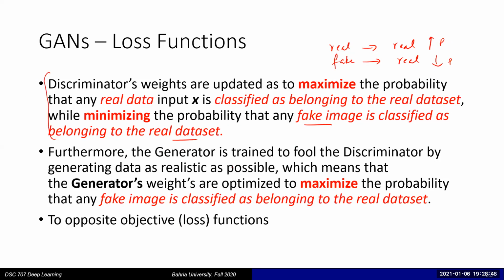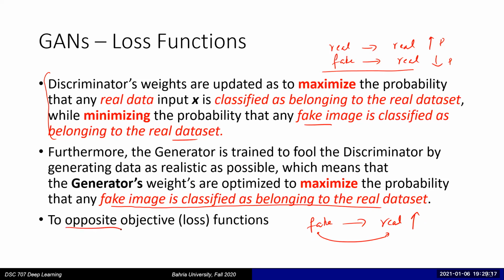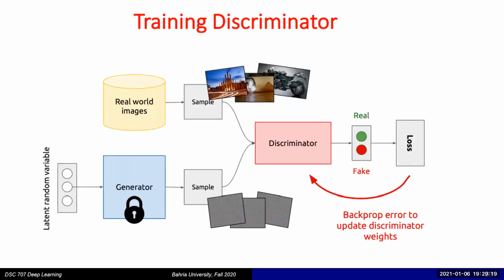For the generator, what the generator wants is that the fake image should be classified as real. So this is the objective of the generator, that it wants to maximize the probability that anything which is fake is characterized as real. So you see, this is opposite to what I'm saying here. We are minimizing this probability, and for the generator we are maximizing this probability. So that's why we say these are opposite loss functions which are competing with each other.